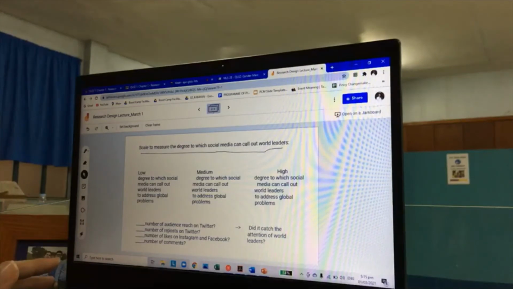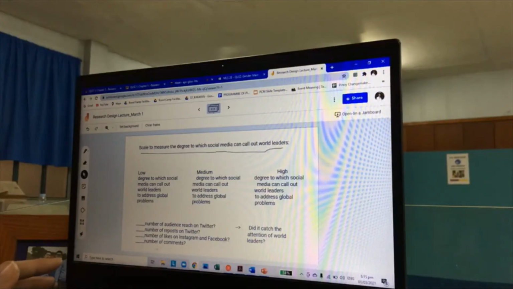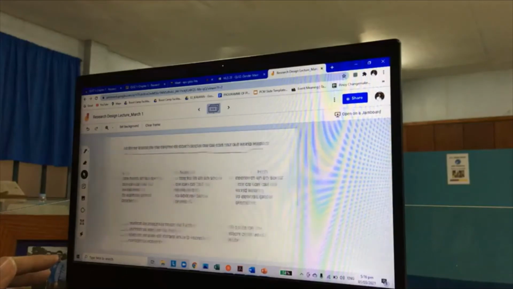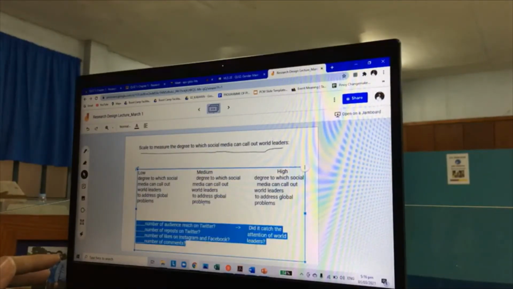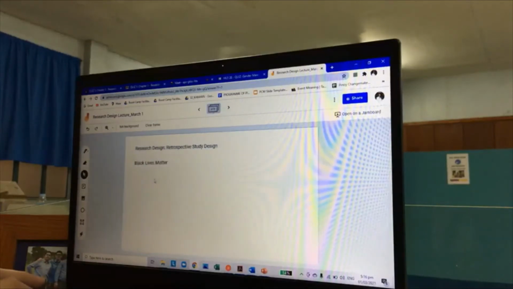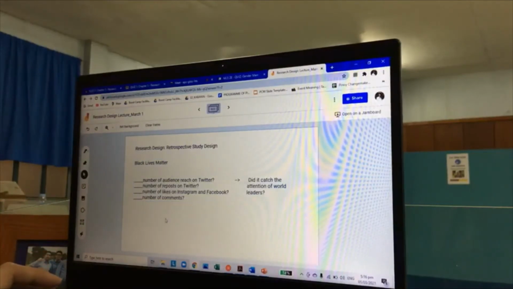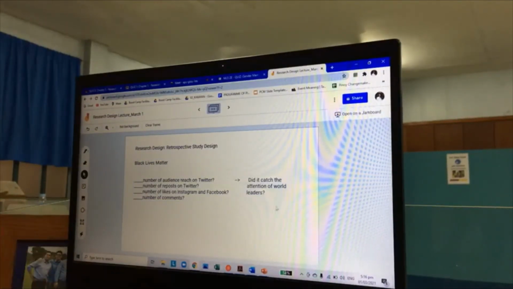Using this scale, what was the number of audience reach on Twitter? What was the number of reposts on Twitter? The number of likes on Instagram and Facebook, and the number of comments on posts relating to Black Lives Matter. That social media activity was noted during Black Lives Matter in 2020. Probably the researchers will determine that data by retrospectively going back to 2020 and researching all of the posts they can get. Since it is a retrospective design, all the data from the past must be searched for.